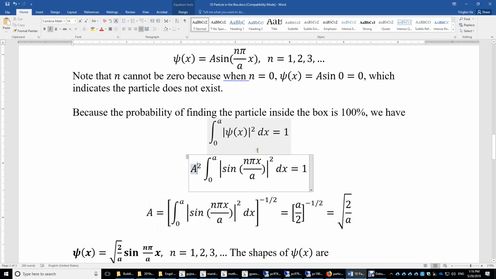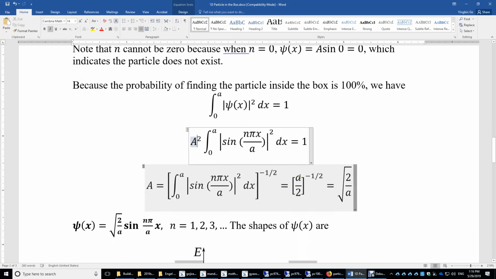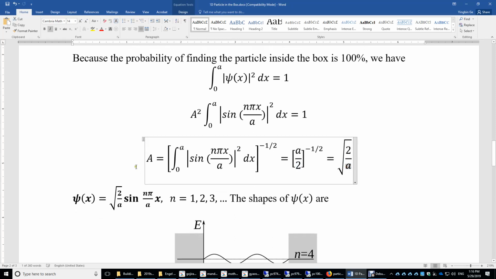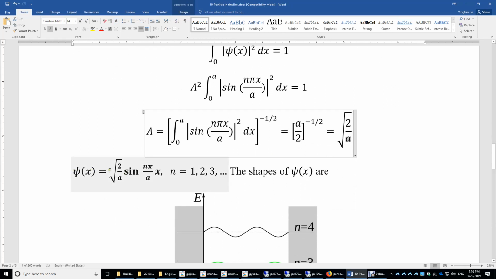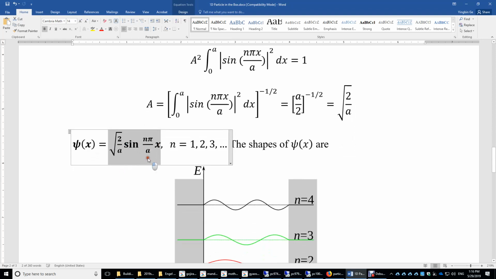So if this is 1/2 of a, then this uppercase A is equal to the dimension of the box divided by 2 to the power of negative 1/2, which is the square root of 2 over a. Again, a is the dimension of the 1D box. And we have now the wave function, and this is normalized. It's square root of 2 over a times sine n pi x over a, and n is a non-zero integer.